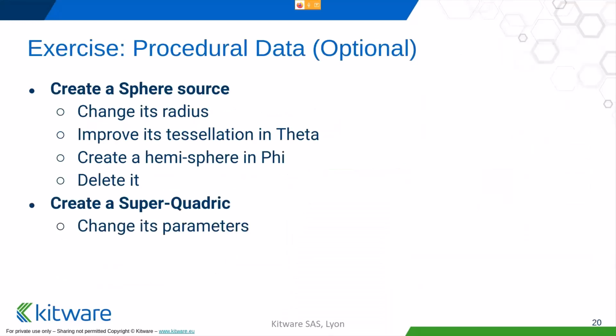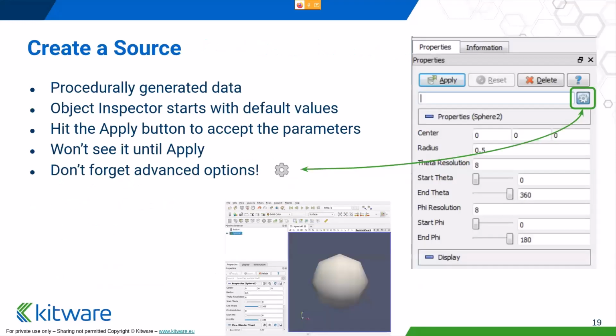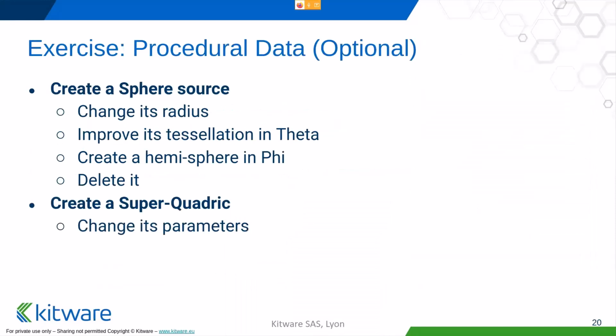Okay, so let's try something. How do we create a source? So what's a source? A source is procedurally generated data. So it's not actual data being read from a file. We just create a sphere, or we create a cylinder, or something like that. It's not usually used very much to do science, but still it's interesting to understand how it works. So let's take a look. I will show you how to create a sphere source and change different parameters.